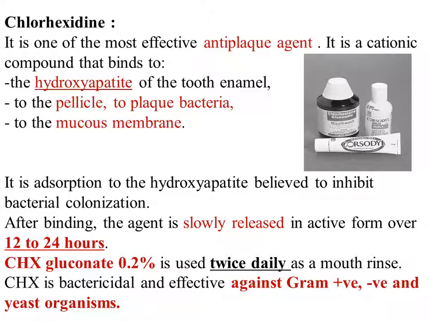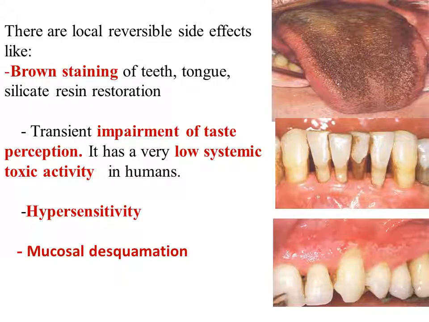Chlorhexidine gluconate 0.2% is used twice daily as a mouth rinse. Chlorhexidine is bactericidal and effective against gram-positive, gram-negative, and yeast organisms. There are local reversible side effects like brown staining of teeth, tongue, silicate resin restoration, transient impairment of taste perception. It has a very low systemic toxic activity in humans, hypersensitivity, and mucosal desquamation.